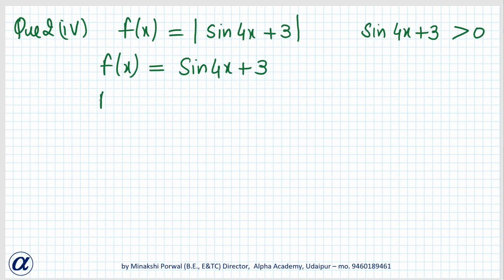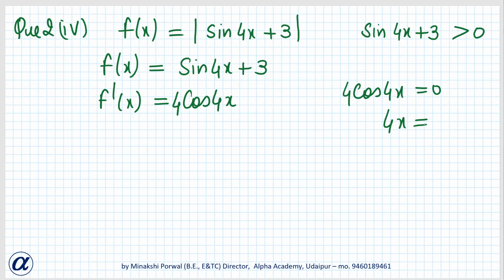Okay. f dash x will be equal to d by dx of sine 4x, that will be equal to cos of 4x into 4. Okay. So when we put f dash x equals 0, that is 4 cos 4x equals 0, or 4x will be equal to, cos is 0 means odd multiples of pi by 2, 3 pi by 2 and so on. Okay. So x will be equal to pi by 8, 3 pi by 8.